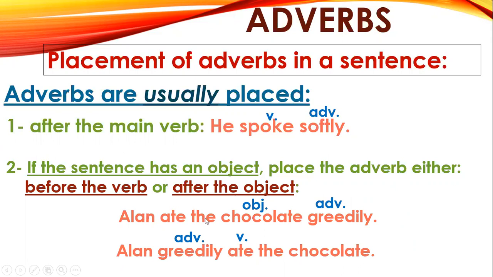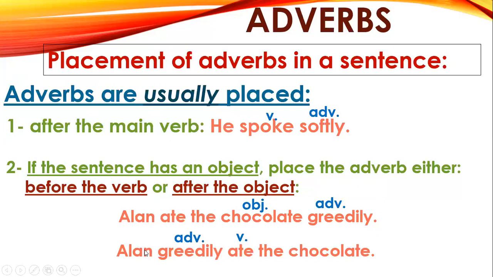Alan ate the chocolate greedily. So in this sentence, we have an object, which is the chocolate. Okay, and our verb is ate. How did Alan eat the chocolate? I have to describe the verb eat. How did Alan eat the chocolate? He ate it greedily. So after the object. Here, the adverb came after the object, the chocolate.